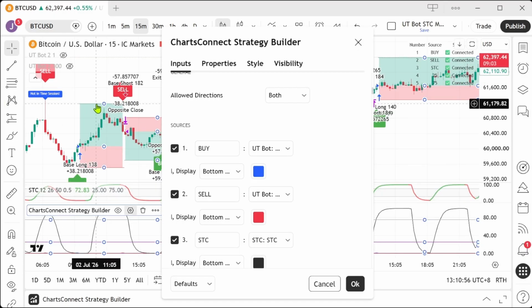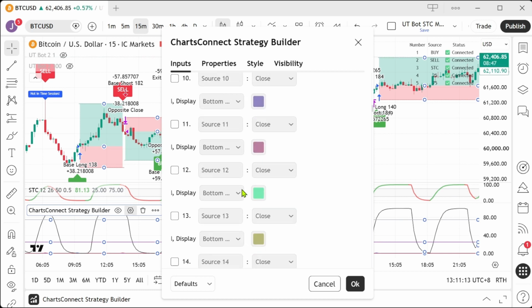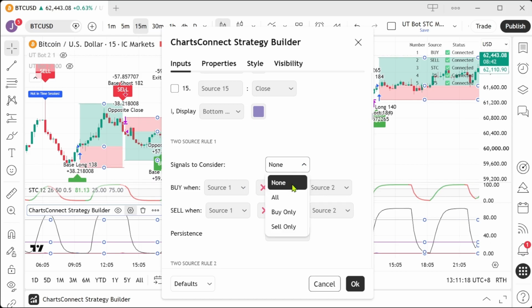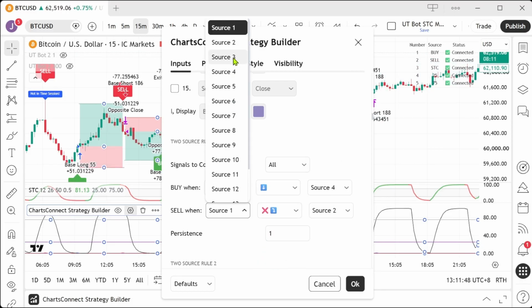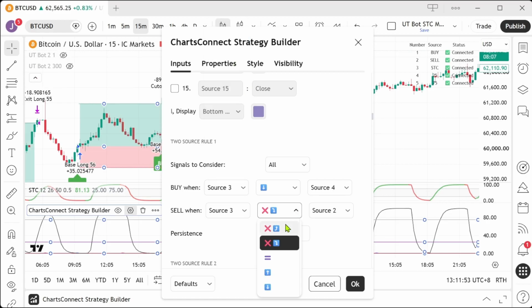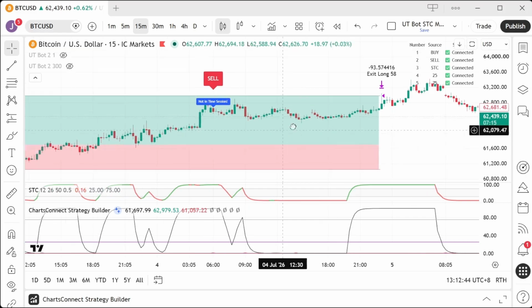Next, we need to confirm that STC is in the right zone. This is the confluence layer. For a buy, the STC, which is source 3, must be below the lower band, which is source 4. For a sell, the STC must be above the upper band, which is source 5. So here, we select all, and we buy when the STC, which is source 3, is below the lower band, which is source 4, and we sell when STC, which is source 3, is above the upper band, which is source 5. Okay, and that's the entire logic.